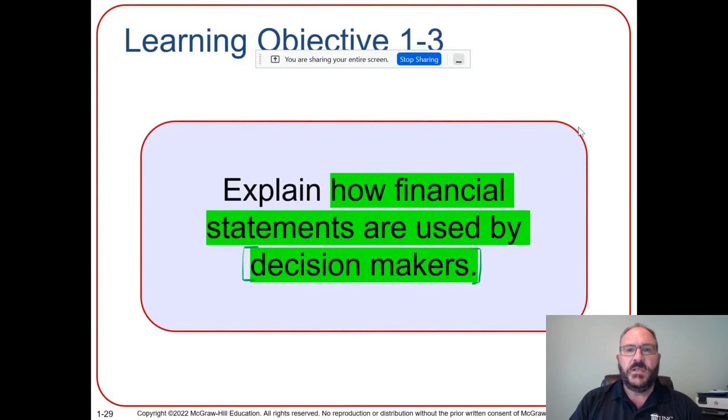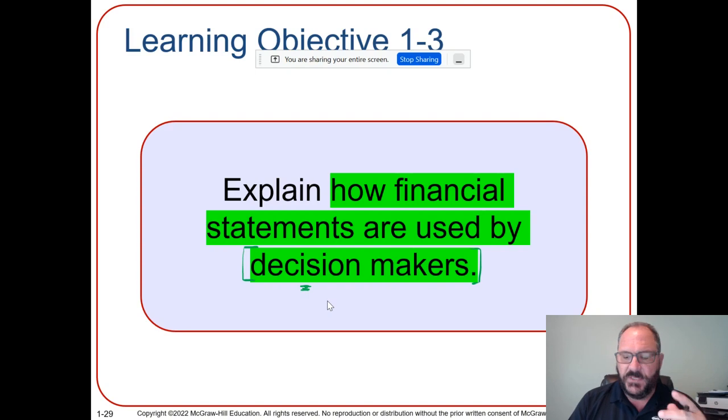Next item we're going to take a look at is how they are used by decision makers. Remember, the whole point of doing this is to help people make decisions. By the way, in the United States, it's all about our financial markets. That's how businesses grow. Without the money from stock and without people investing, businesses wouldn't have the funds to grow. They might be able to borrow some from the bank, but the banks can't do it all, right?